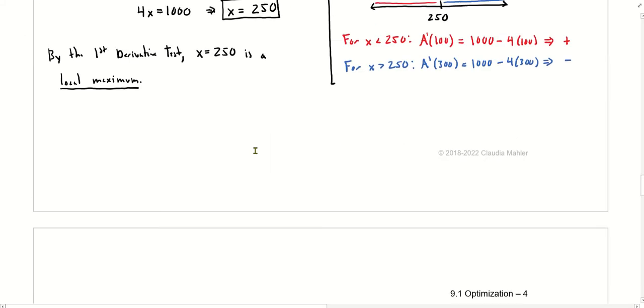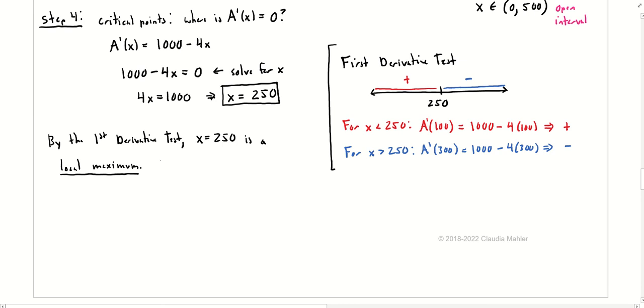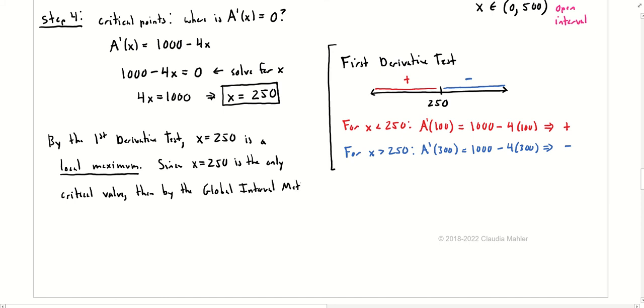So I'll say since x equals 250 is the only critical value, then by the global interval method, x equals 250 is also a global or absolute extrema. More specifically, a global maximum.